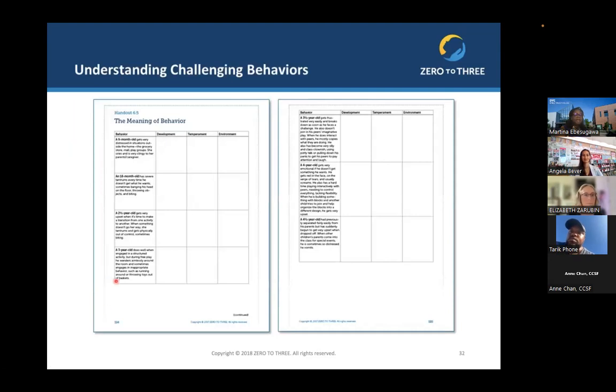We'll come back to this activity a little bit later. We'll look at an example. I'm going to keep going just because we're coming close to time. But this is a great activity that you'll have if you get the manual, and it just describes different behaviors, and then it helps teachers to think about development, temperament, and environment that might be affecting the behaviors of the child.